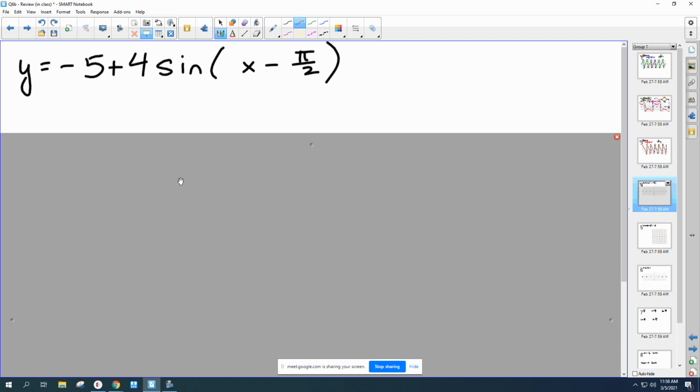So with this problem, if I said what's the amplitude, that's this number. That's the amplitude, right? And then the period, 2 pi over b. B is this number in the front of the x, 1. So the period here, 2 pi over 1, is 2 pi.